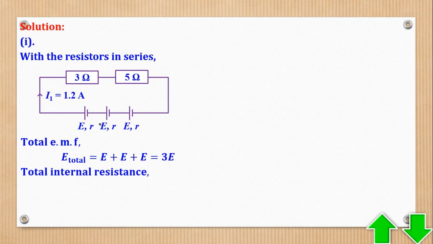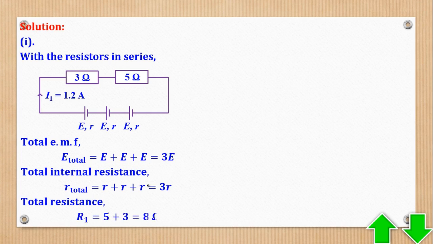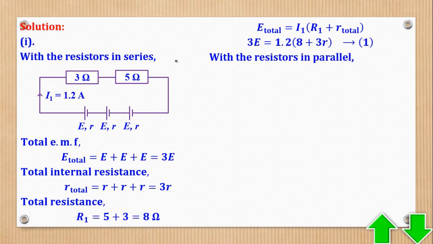What about total internal resistance? Because they are in series, resistors in series are got by adding. So still we shall add the 3 to give you 3r. Then the total external resistance, which is this. So these are resistors, but they are in series, so we will just add to give you this. Therefore, we know that E is equal to I in brackets capital R plus small r. Therefore, we shall substitute E total, I1, R1 and r total to give you equation 1. So that has been the case when the resistors are in series.